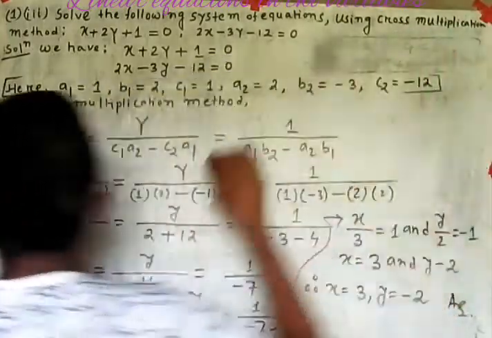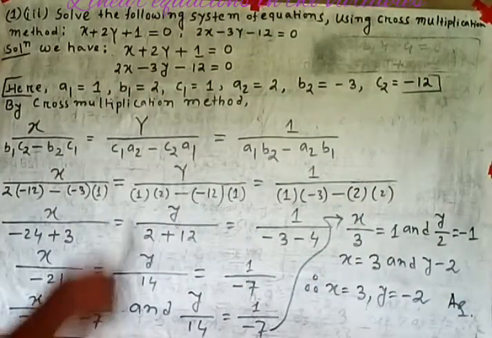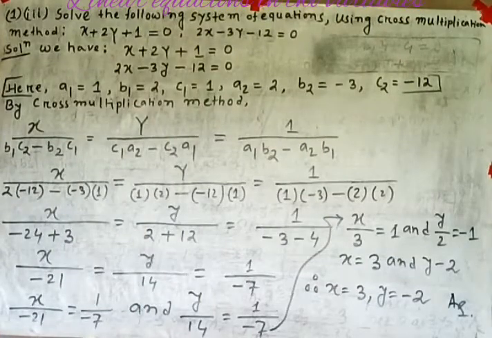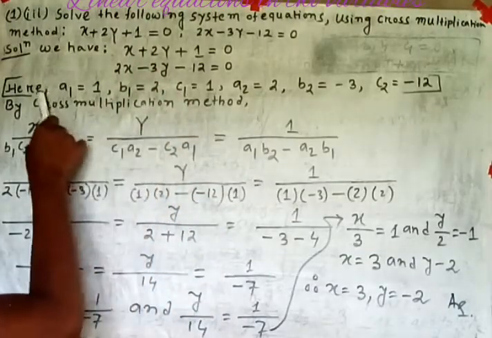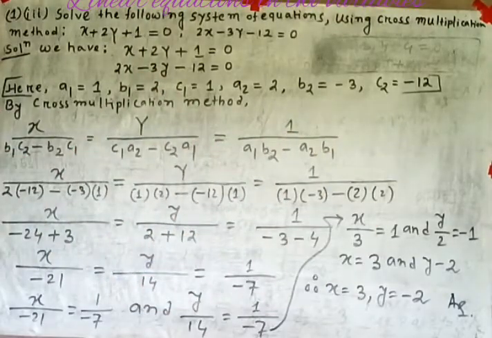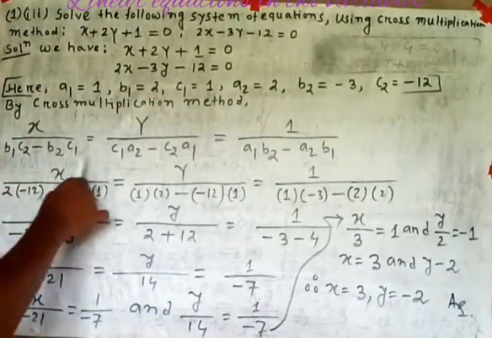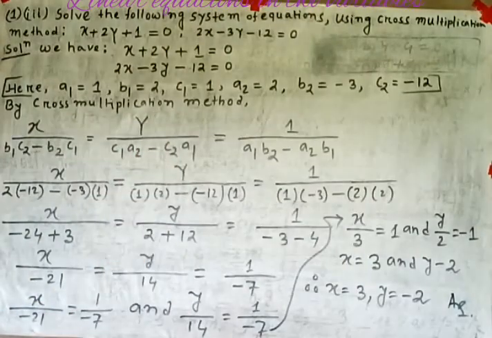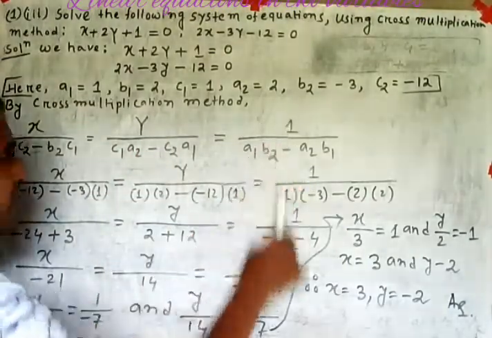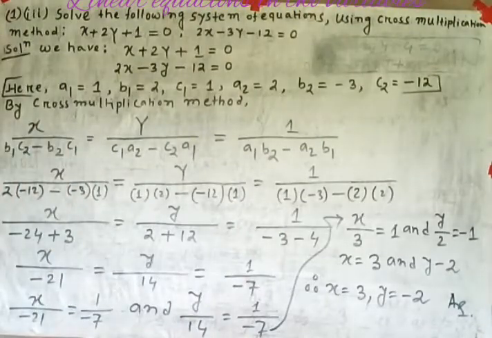So first of all, what we have to do, we have to write down these two equations, then compare with these two equations: a1x plus b1y plus c1 equal to 0, and another equation a2x plus b2y plus c2 equal to 0. By comparing these two equations, we get the values a1, b1, c1. Then we go for the cross multiplication method: x divided by b1c2 minus b2c1, y divided by c1a2 minus c2a1, equal to 1 divided by a1b2 minus a2b1.